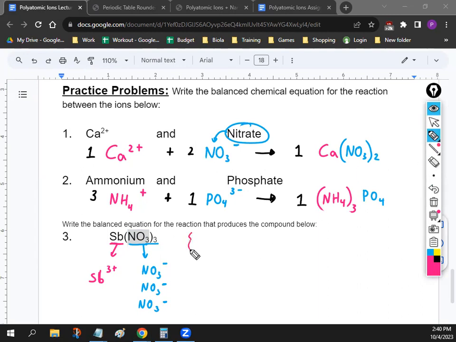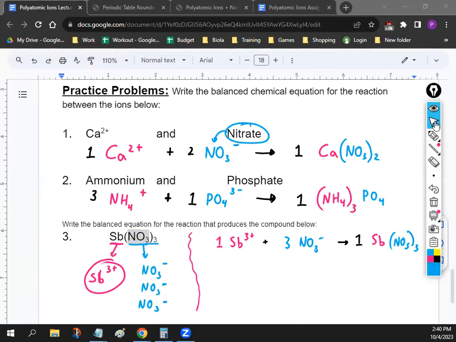All right, so now we can just finish up the equation. Okay? So all we have to do is write down that we have 1 Sb3 plus, right? We only have one of them right here. We're going to be combining that with 3 different nitrates, so 3 NO3 minus, and it's going to make 1 Sb(NO3)3. Okay, that's pretty much it.